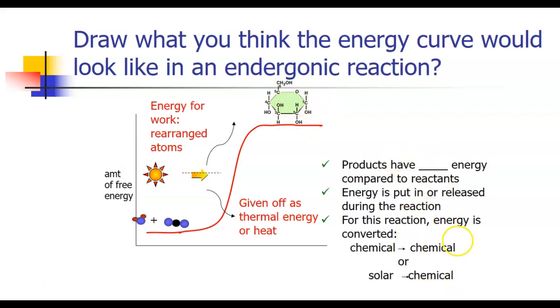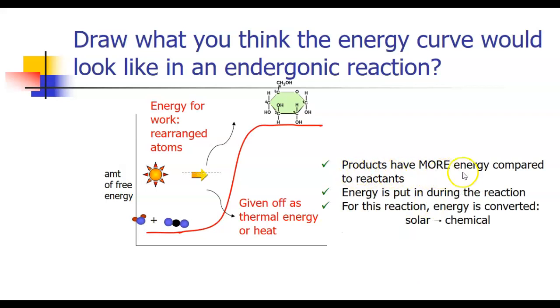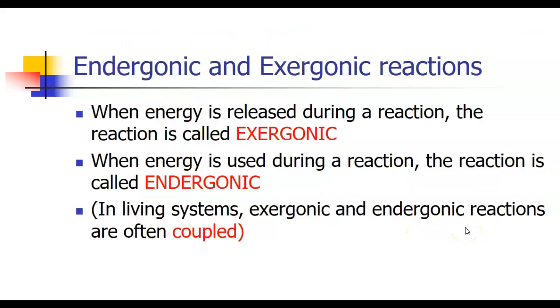So ask yourself, you can pause it, do you know the answers? The answers are products have more energy compared to the reactants. This is higher than this, which means energy had to get put in. In this case, that first law of thermodynamics, energy isn't being created or destroyed. You have solar energy being converted into chemical energy. So when energy is released, it's exergonic. When energy is used, it's endergonic. Energy exiting, exer. Entering, ender.